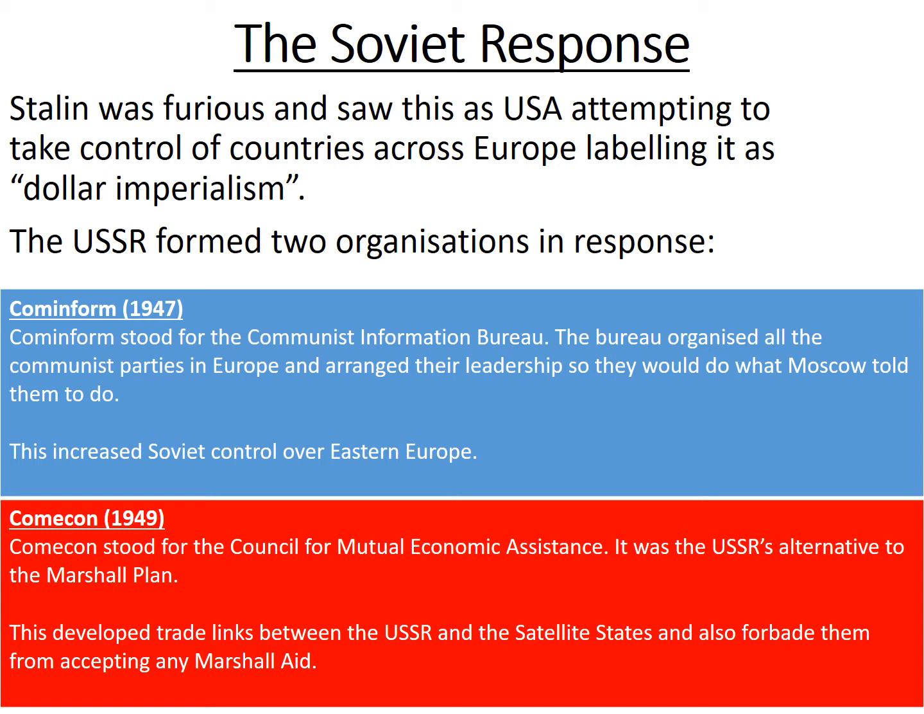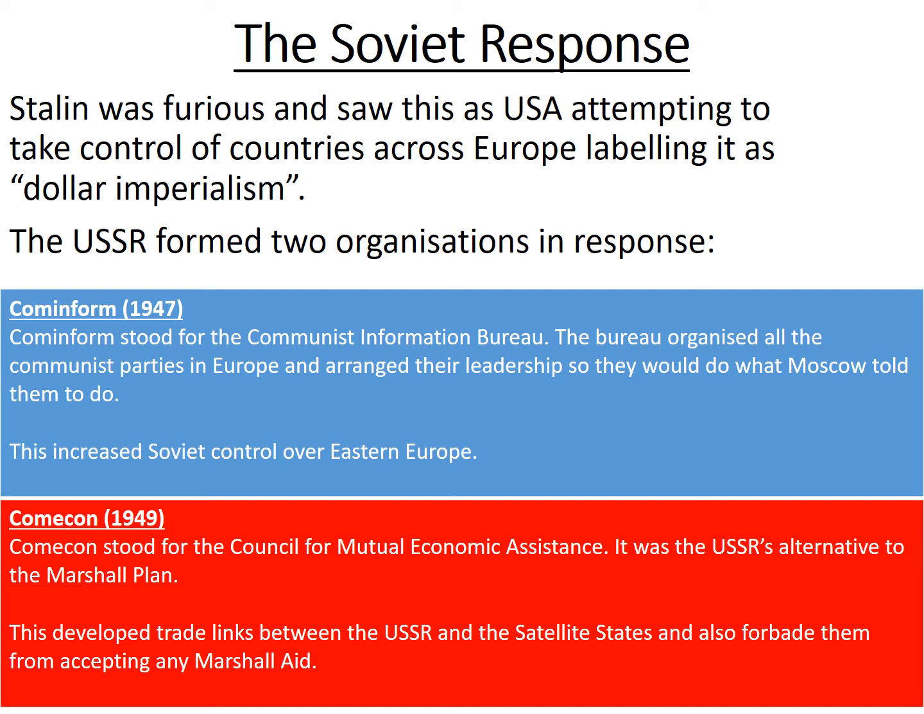Basically, it organizes all the communist parties in Europe and it arranges their leadership so that they would do what Moscow told them to do. The idea was that this included Western Europe as well. So the idea behind that was they would control all the communist parties and would hopefully allow them to facilitate revolutions in these countries to spread communism further. It also increased Soviet control over Eastern Europe. It gave the Soviets far more direct control over those satellite states. So remember, the satellite states are independent, but their governments do what they're told by Moscow, and this increases their control.